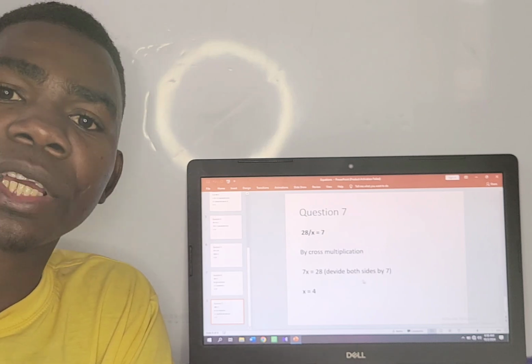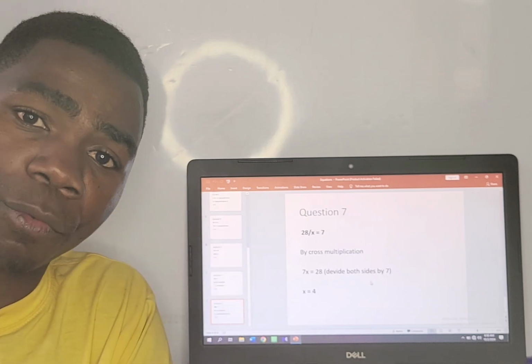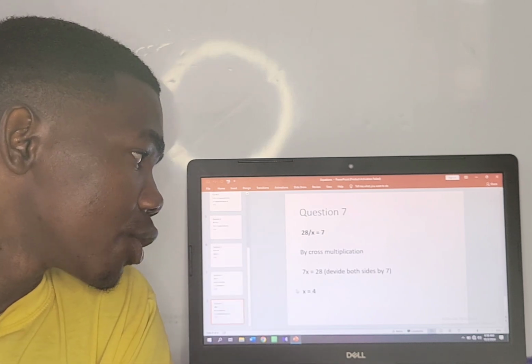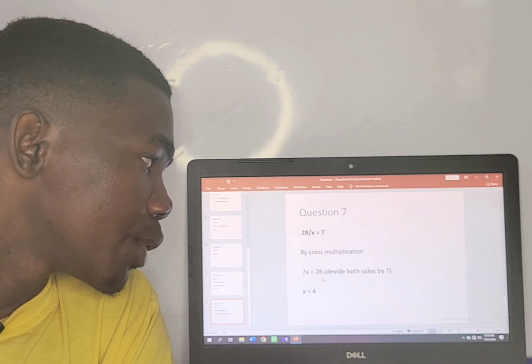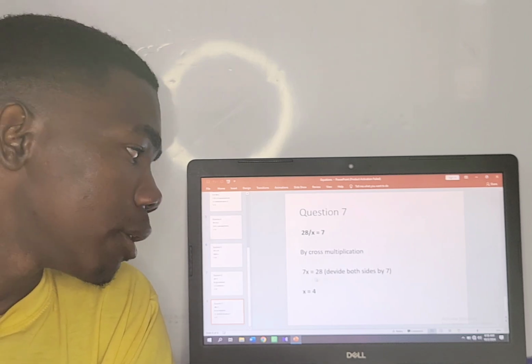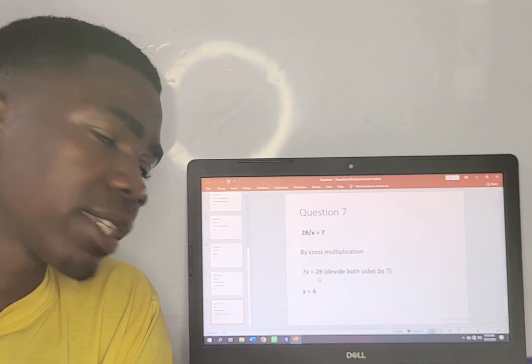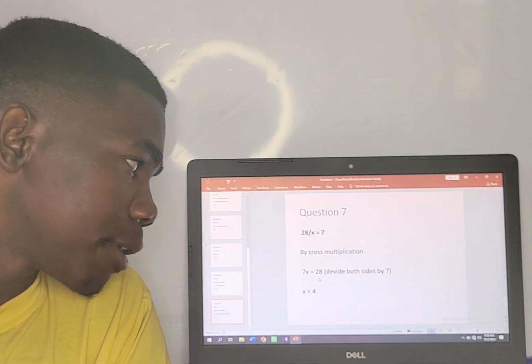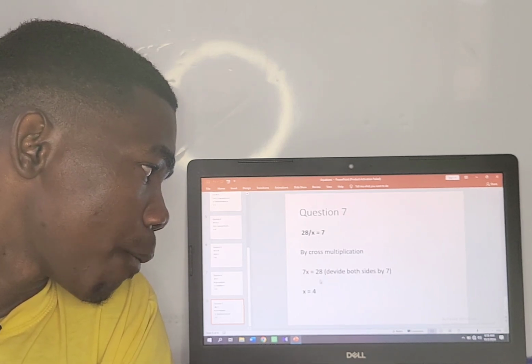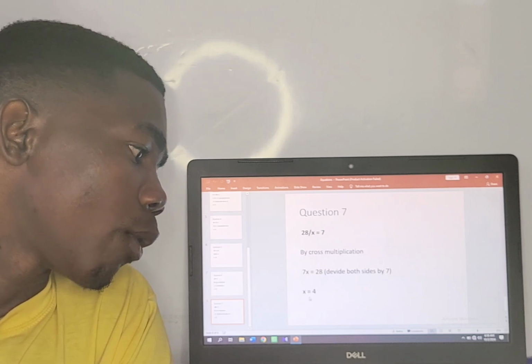Then we divide both sides by 7. Remember, we want to find the value of x. So we are saying 7x is equal to 28. Divide both sides by 7. Therefore, x is equal to 28 divided by 7, which is 4. So therefore, x is equal to 4.